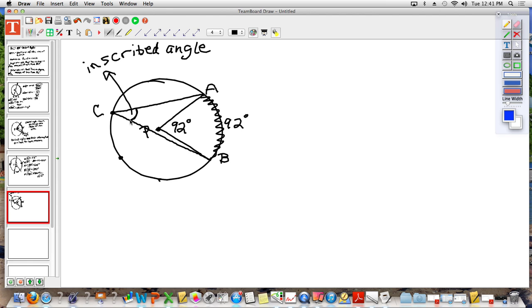Yeah, they are half. Whoever just said half. They are half. This angle right here is exactly half of its arc. So in this case, that inscribed angle is going to be 92 degrees divided by 2. So it is exactly 46 degrees.